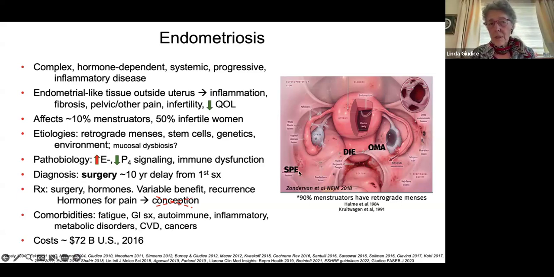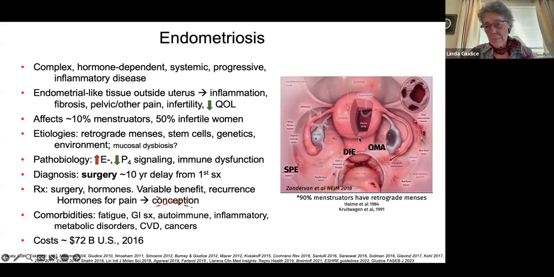And so endometriosis is where endometrial-like tissue exists outside the uterus in a place it doesn't belong, mostly in the pelvis, where it causes inflammation, fibrosis or scarring, pelvic pain and other pain, and infertility and markedly decreased quality of life. It affects about 10% of menstruators and 50% of infertile women. Most of the disease forms in the pelvis because every time one has a menstrual period, some of that blood actually backtracks through the fallopian tube and lands in the pelvis in a place where it shouldn't be, and so it causes inflammation.